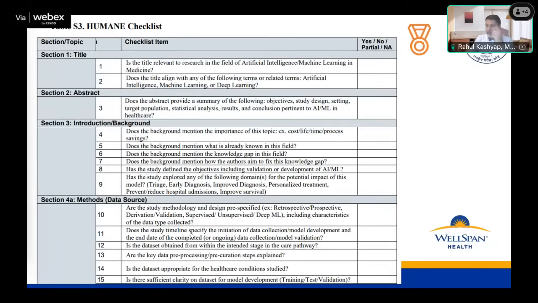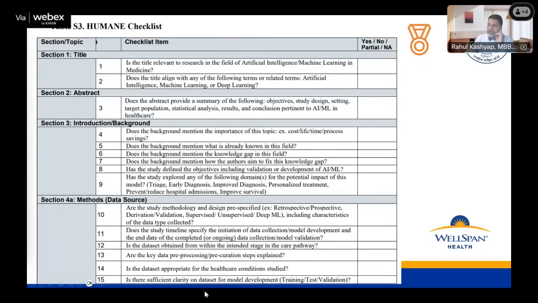Also, how they obtained the data in the care pathway matters, because you can't talk about hospital admission if you're only looking at the early diagnosis piece or triage piece of it. So make sure that they pick the data from the care pathway, and that they're talking about that itself. There will be some pre-processing details or pre-curation details listed there. If that's not listed, they're not being very transparent and the model could not be trusted.